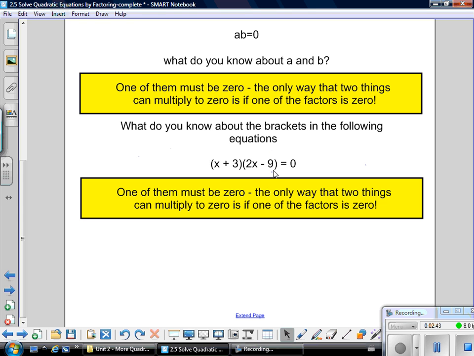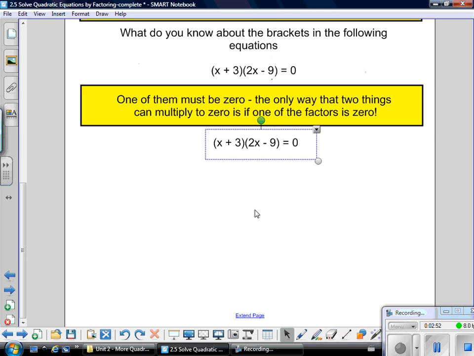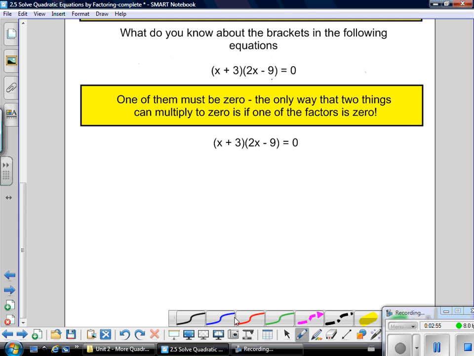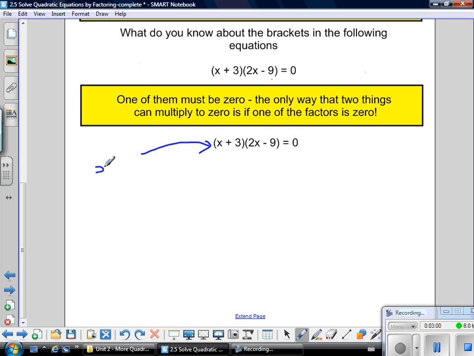So let's take a look at this here. If we take that equation, it means a couple of different things. It either means this is equal to 0, so x plus 3 equals 0, or it means this has to equal 0, so 2x minus 9 equals 0. Both of these are simple equations that you can solve. You could subtract 3 from both sides and end up with x equals negative 3.